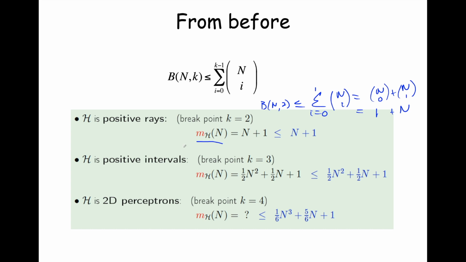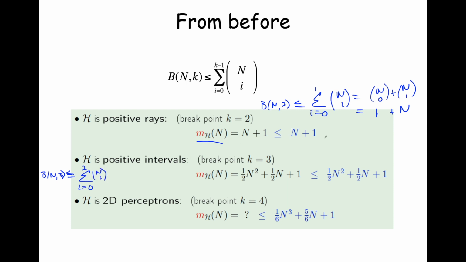For the positive intervals, we said the breakpoint was k equals 3. So now we take our breakpoint of 3, and that gives us an additional term. In this particular case, for the positive intervals, we have B(n, 3) is less than or equal to at most the sum, i goes from 0 to 3 minus 1, which is 2, of n choose i.